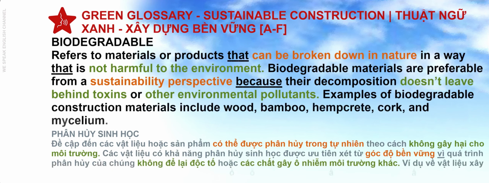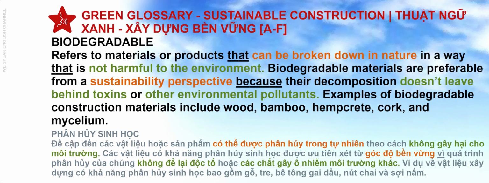Biodegradable refers to materials or products that can be broken down in nature in a way that is not harmful to the environment. Biodegradable materials are preferable from a sustainability perspective because their decomposition doesn't leave behind toxins or other environmental pollutants. Examples of biodegradable construction materials include wood, bamboo, hempcrete, cork, and mycelium.